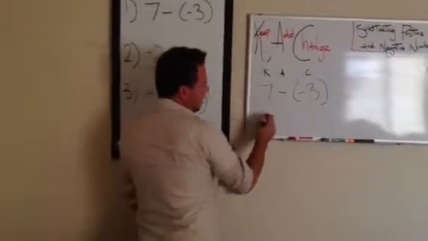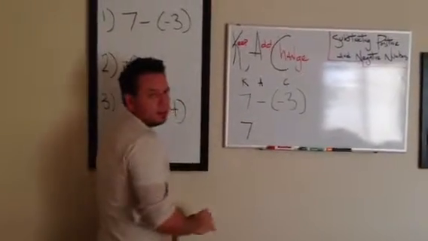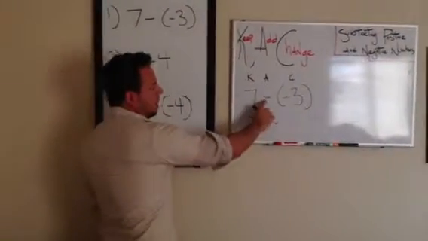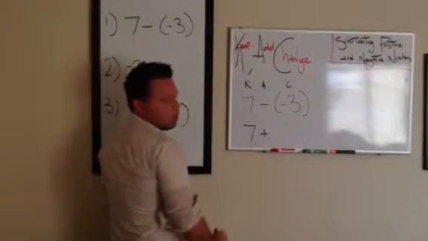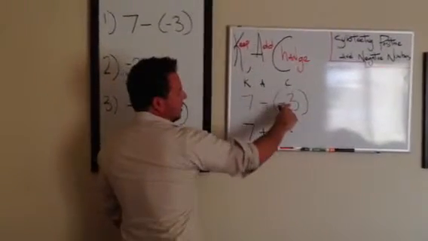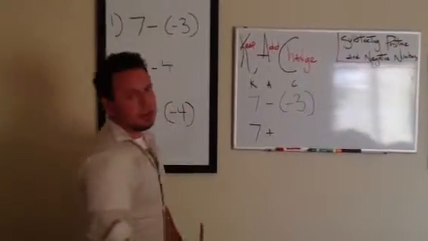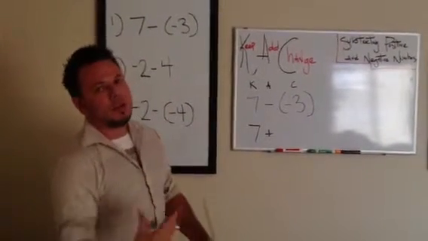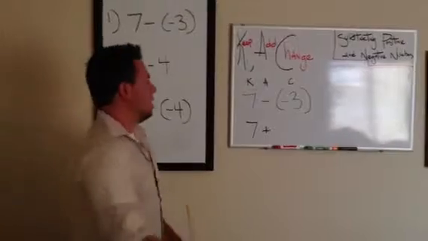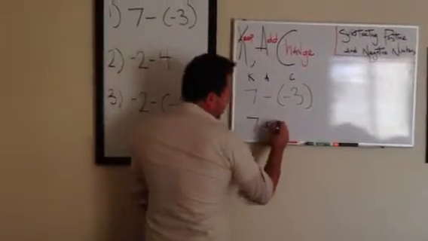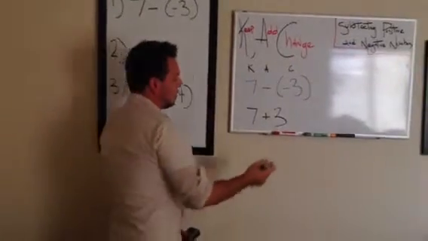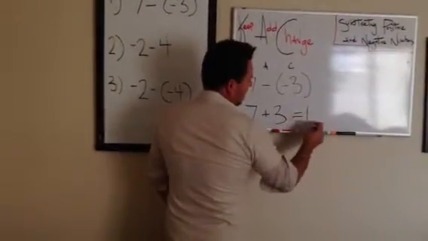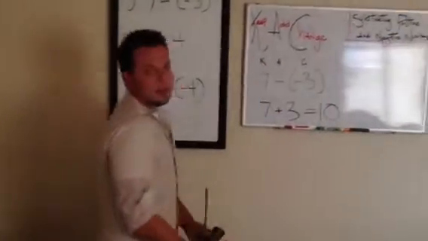7, keep it means you just keep it as a 7. You don't do anything to it. Subtraction means you change subtraction to an add, so you turn it into a plus sign. Change the negative 3 means you change the negative 3 into what is opposite, and the opposite of negative 3 would be a 3. And then you just add the two together. 7 plus 3, if my math is any good, would be 10.